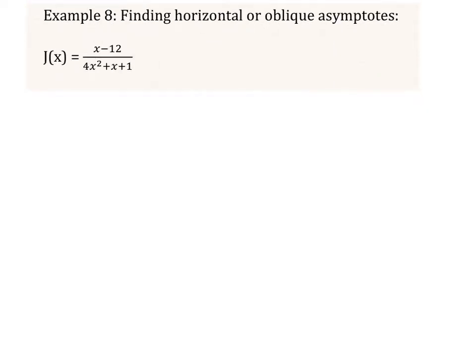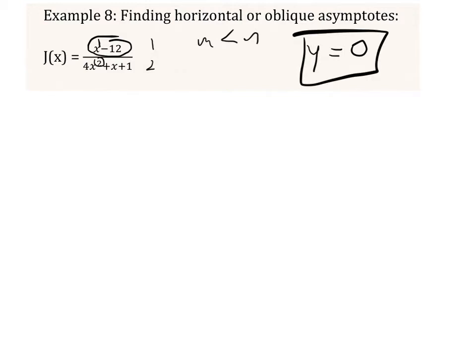We want to find the horizontal asymptotes, and we look and say, well, this power is a 1, because that exponent above the x is 1, and this power is a 2. So m is less than n, and by our rules, that means y equals 0 is the horizontal asymptote. Boom. Okay?